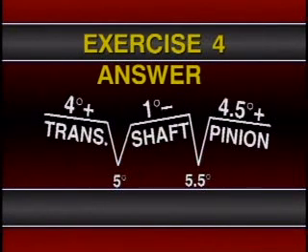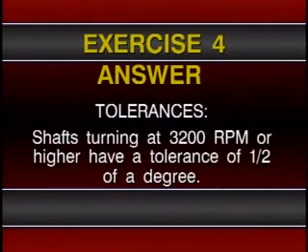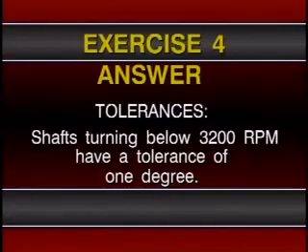The working angles of these U-joints are 5 degrees and 5.5 degrees. As you know, each pair of angles should be the same or within acceptable tolerances. And the tolerance for shafts that turn at 3200 RPM or higher is 1/2 a degree. Tolerances for shafts turning below speeds of 3200 RPM is 1 degree.